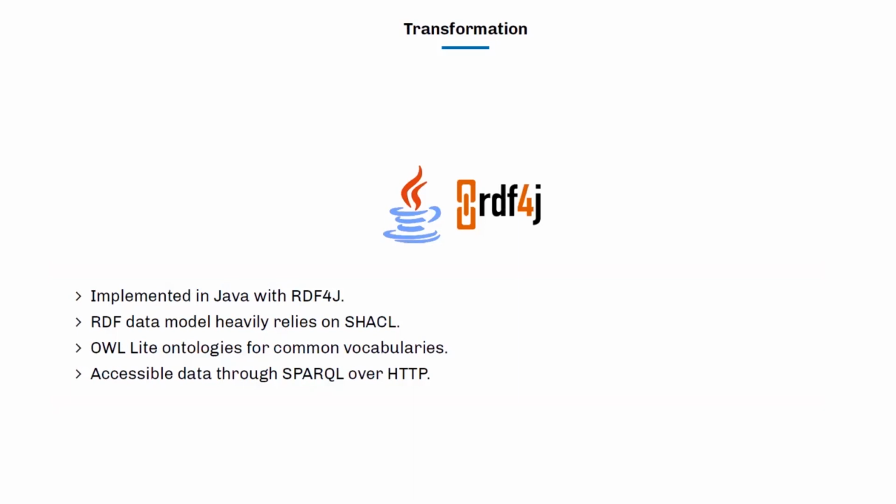Okay. So then we have the transformation. After we have done all these findings in the NLP module, we send the JSON object over to the RDF transformation microservice, which is implemented in Java with RDF4J. And our data model heavily relies on SHACL, and I will come back to why. We have our light ontologies for common vocabularies such as trade areas and vessel types. As for trade areas, we also use SKOS, but I won't talk too much about that at the moment. And we have accessible data through SPARQL over HTTP. And I'll come back to that when talking about Ontotext.